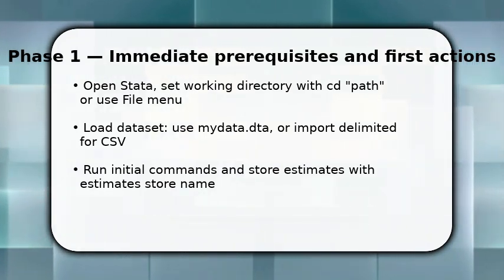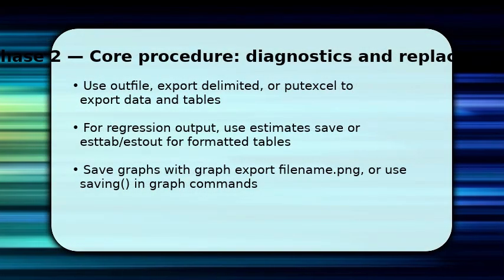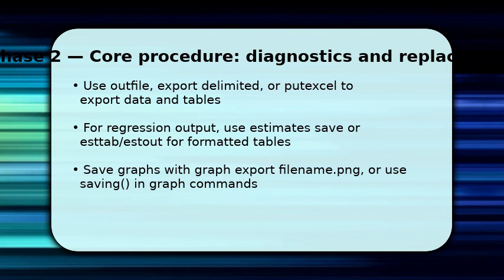You now convert results into files you can share. For raw results, export delimited or out file will write CSV or text. Use putexcel to place scalars and matrices into specific Excel cells so they are immediately usable.